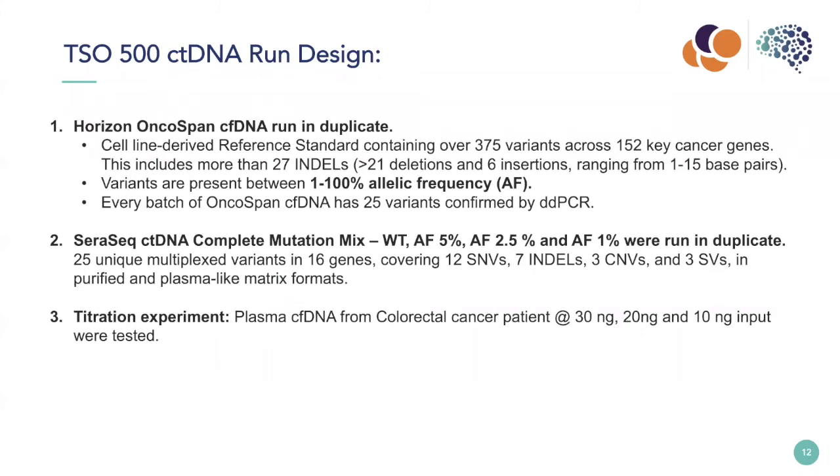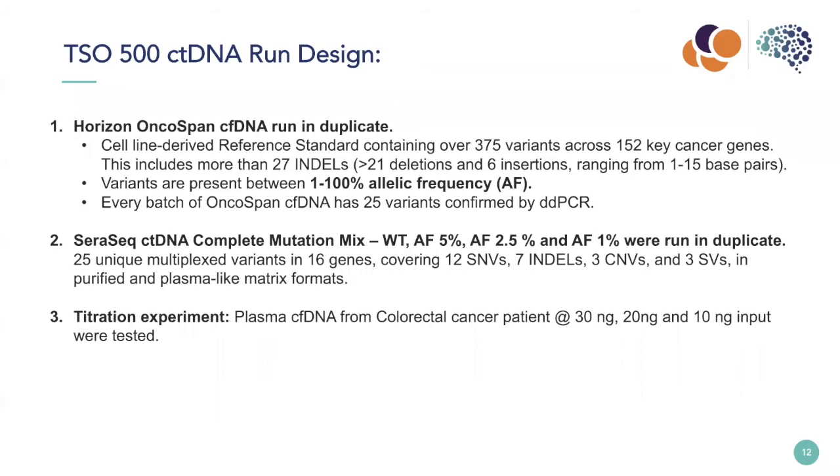So the data that we'll be showing you in a few moments was run on the following sample types, and we restricted it to these sample types in the interest of time for today to cover some key controls: the Horizon OncoSpan cell-free DNA, which was run in duplicate; the Seraseq ctDNA Complete Mutation Mix, which has a variety of either wild type or different allele frequencies that were also run in duplicate. And you can see the description of each of those control materials in the text.